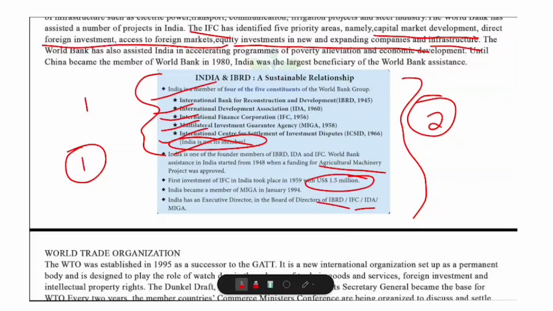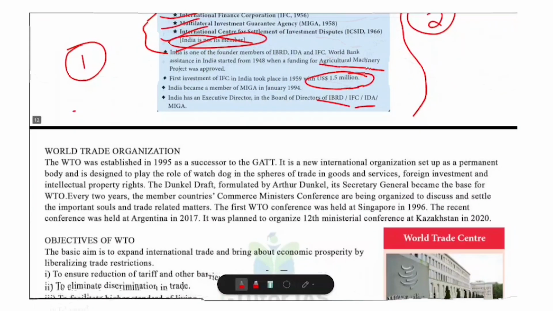Okay. And what about the significance of membership? Access to long-term loans, concessional finance and investment guarantees. It boosts infrastructure development, poverty alleviation and foreign investment. It also strengthens India's role in shaping global economic policies. Okay. So that's all about India and IBRD, a sustainable relationship.